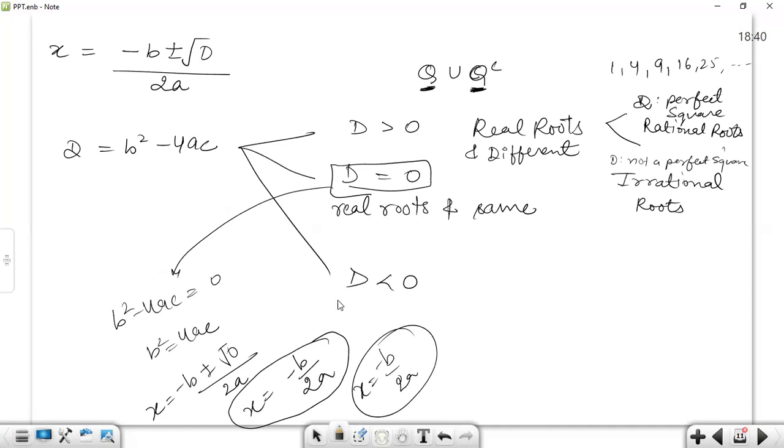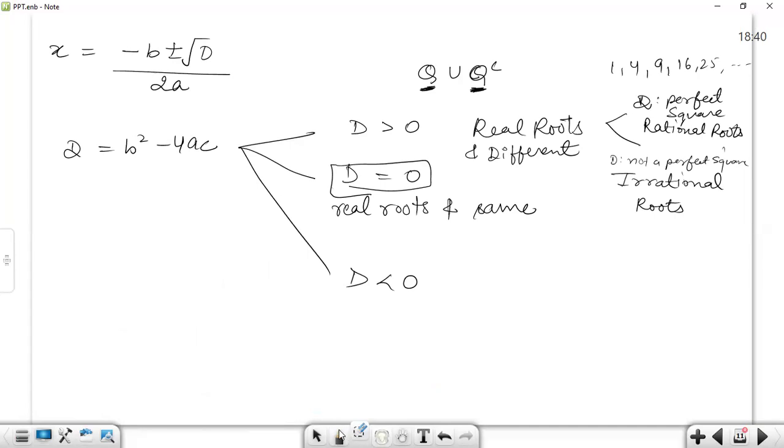So this is how it comes out to be the same roots: because the discriminant is 0, the root will be minus b by 2a. Okay, understood? Yeah, sir. Now there's the third case. If the discriminant is a negative number, then the roots will be imaginary and different.